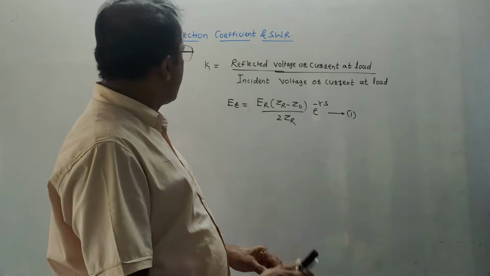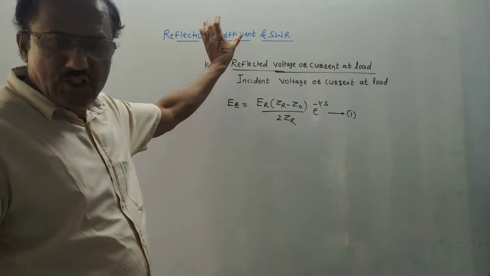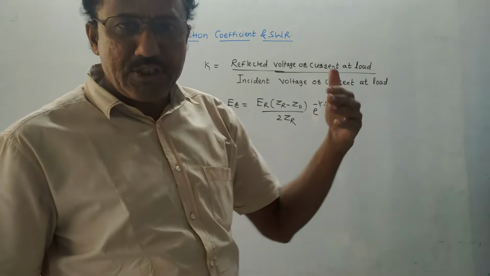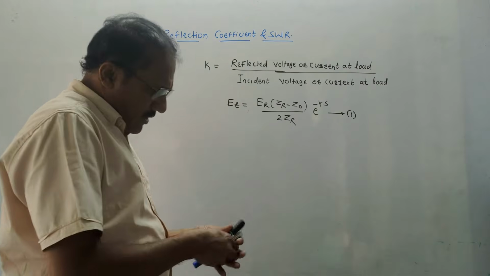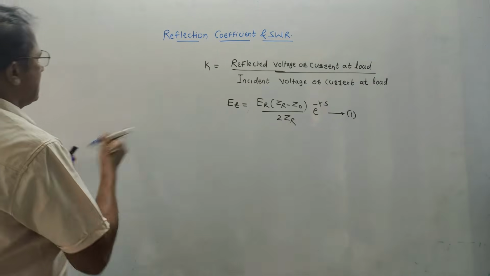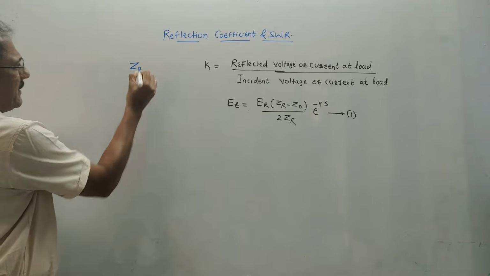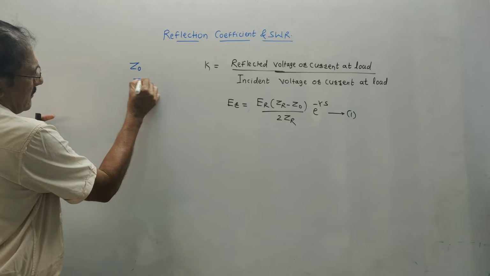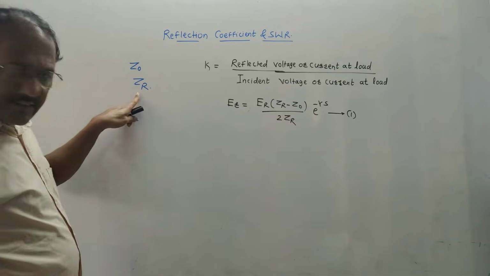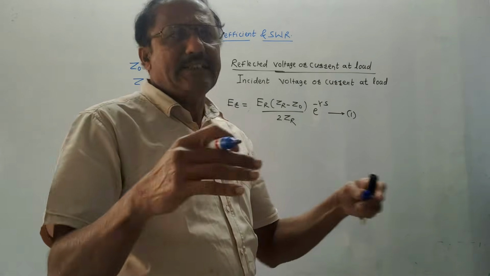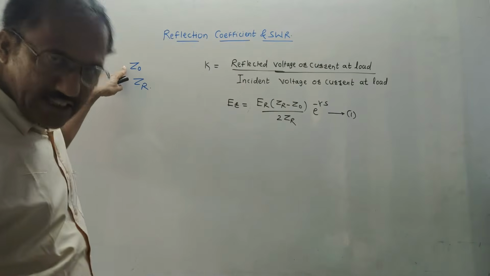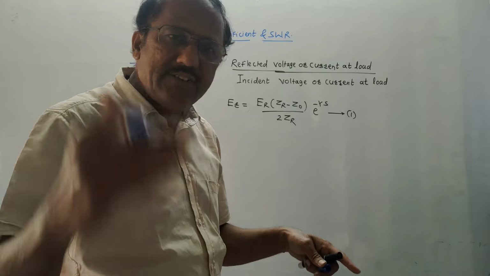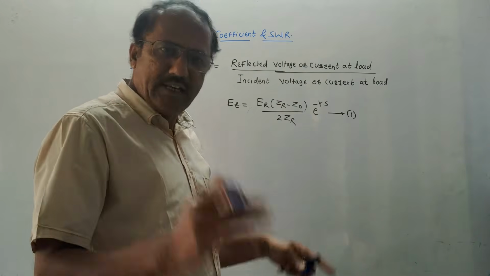Dear students, today's topic is reflection coefficient and SWR, that is standing wave ratio for the transmission line. Earlier we have discussed the characteristic impedance, which is denoted by Z0. There is one more term which we will denote by ZR. Basically Z represents impedance. So Z0 is characteristic impedance. ZR is the impedance connected at the receiving end of the transmission line.